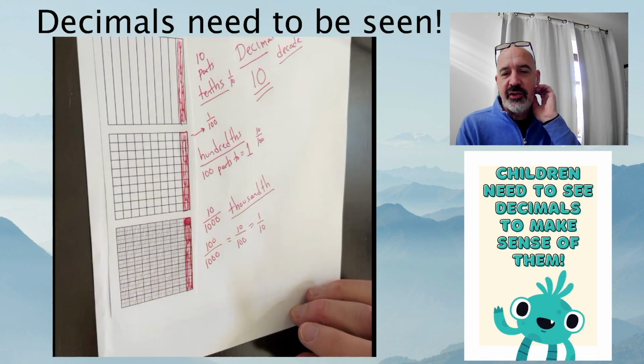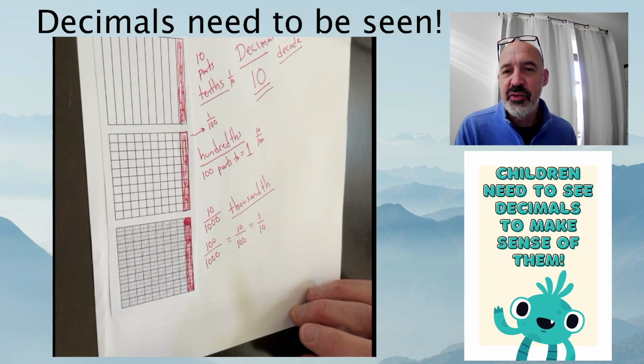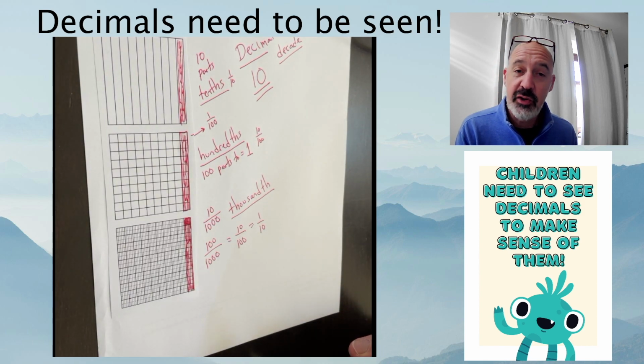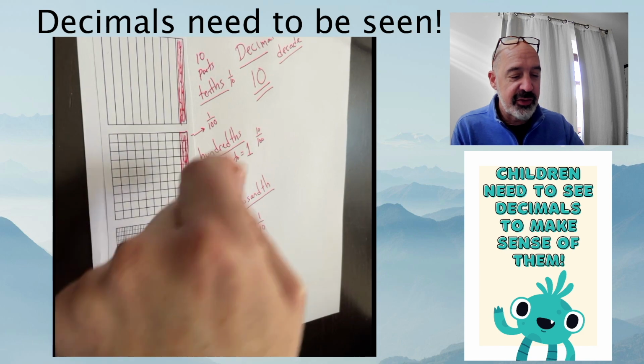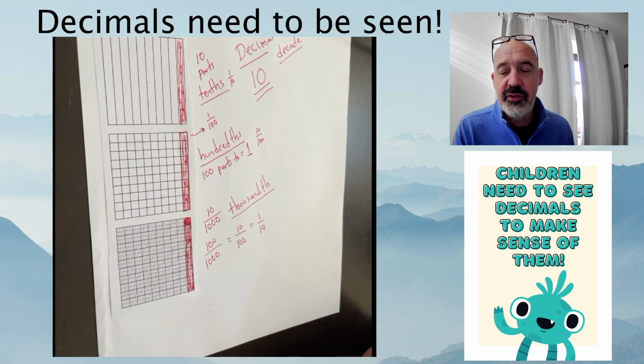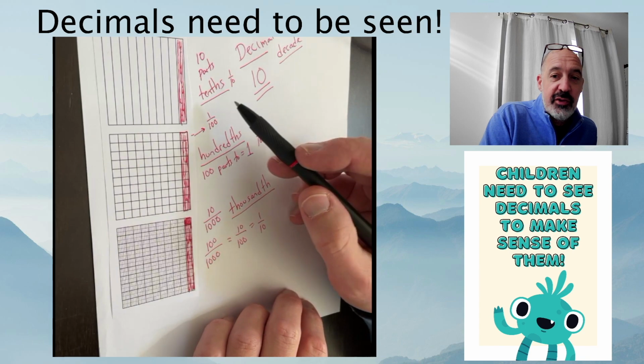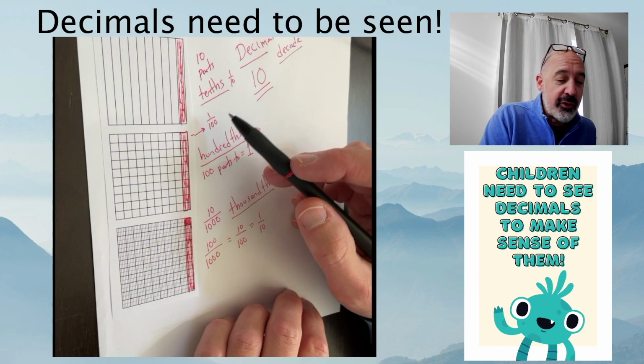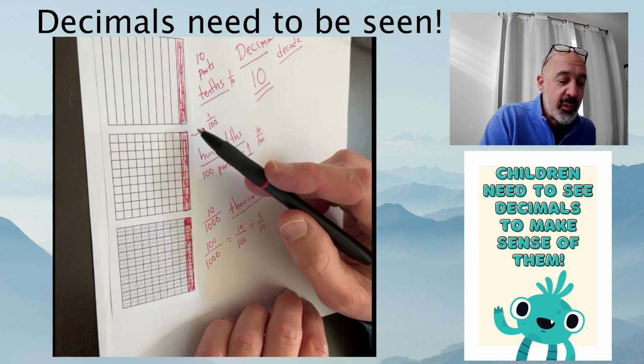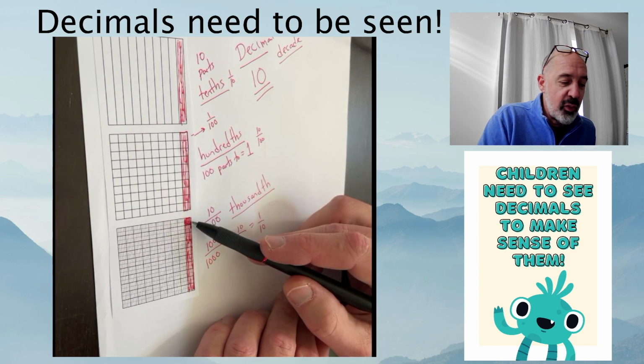Before you even begin to introduce the notation for decimals, your child should understand the size relationship, because decimals need to be seen in order for children to make sense of them. So let's just go through now and describe numerically how to write 1/10, 1/100th, and 1/1000th.